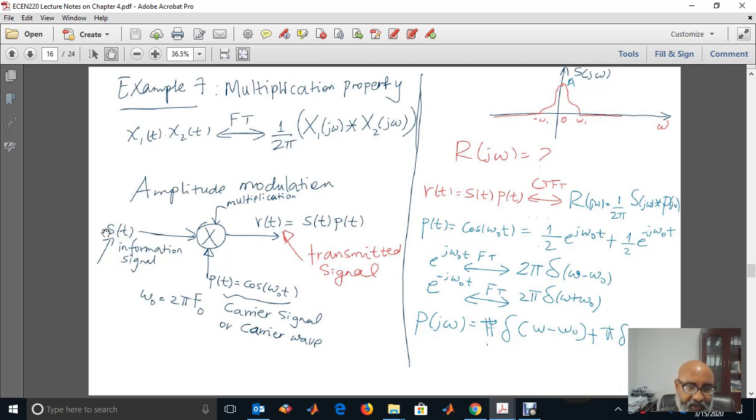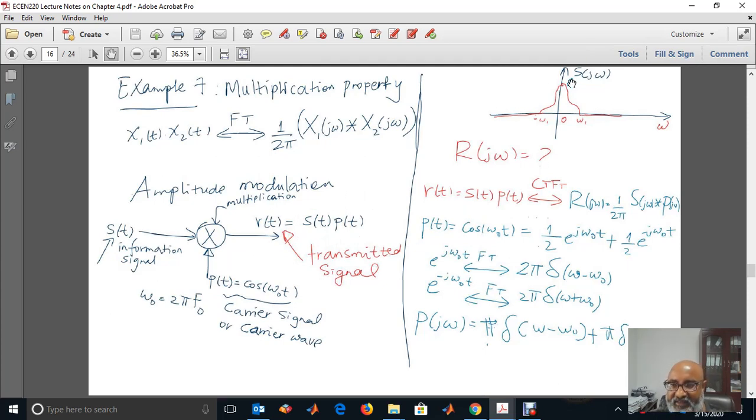Amplitude modulation is where we have an information signal s(t), and a carrier wave signal which carries the information, and here is the multiplication of the two, the information signal times the carrier signal. I have a transmitted signal r(t), s(t) multiplied by p(t). So what happens if I see it in the frequency domain? What will happen to the frequency spectrum R(j omega)?